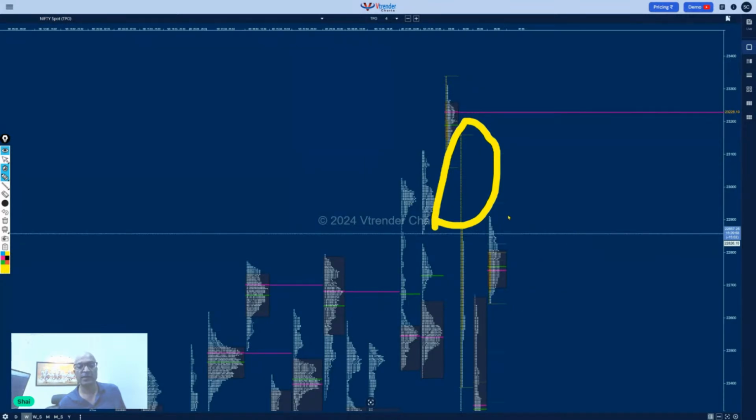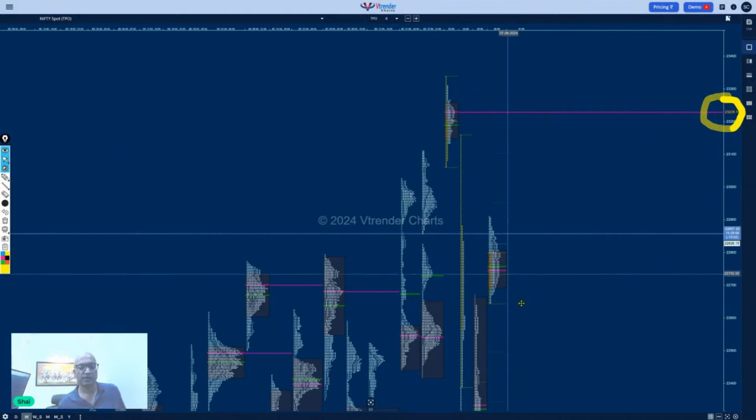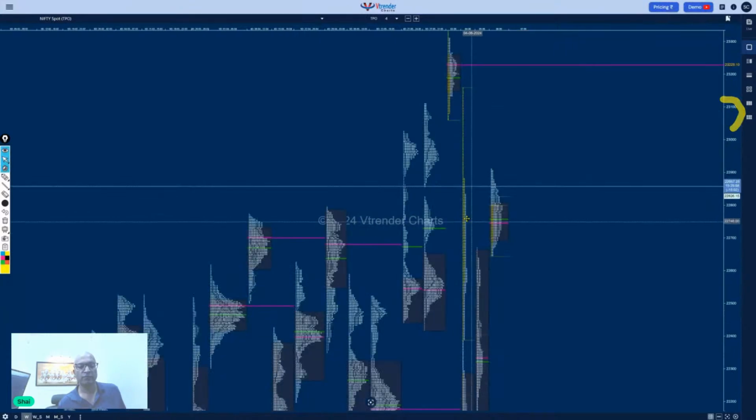If the market finds an entry in these A singles, it should make a run for this VPOC at 23,229 over a period of the next few days. So that's the upper side. We have to just wait and see tomorrow if it wants to sustain into these A period singles.